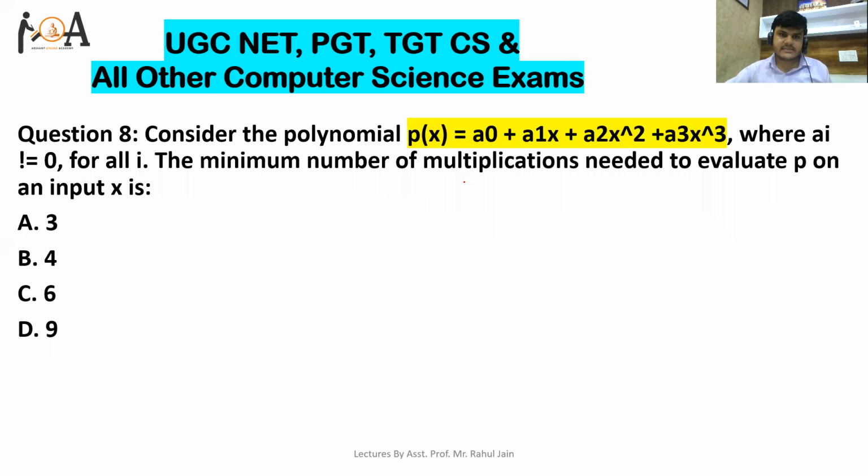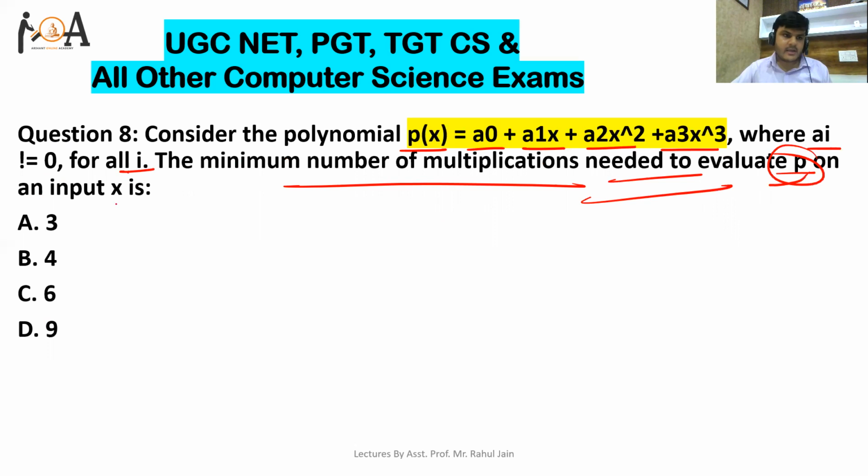Next question here is: consider the polynomial p(x) equals a0 plus a1x plus a2x square plus a3x cube, where ai doesn't equal 0 for all i. The minimum number of multiplications needed to evaluate p on an input x is? So, minimum number of multiplications needed here.